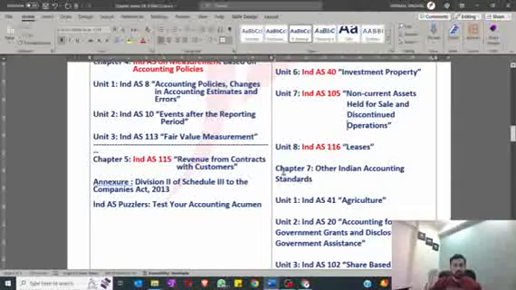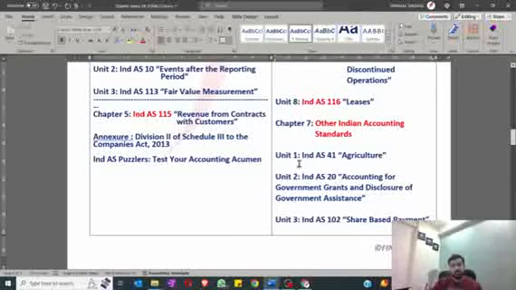Next is Chapter 7. Chapter 7 covers other Indian accounting standards. That is, there is no particular heading or categorization for such accounting standards covered here. First is Ind-AS 41, which is on agriculture. We will be studying biological assets, the treatment of biological assets, say plants, farming animals, in this Ind-AS.